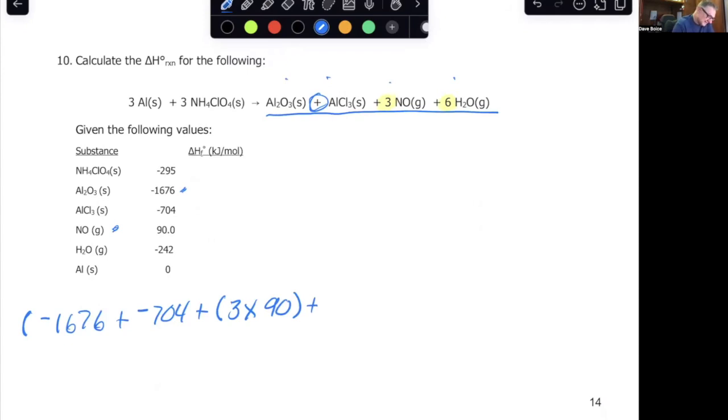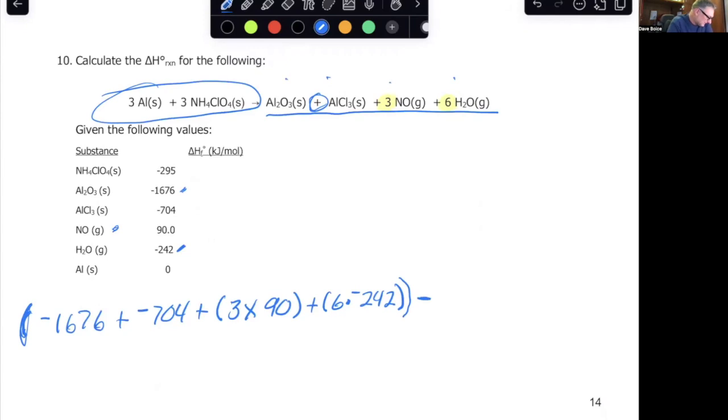Plus, and then I've got 6 H2Os. Here's my H2O value. So plus parentheses 6 times negative 242, close parentheses. And I'm going to go ahead and put a parentheses around the whole thing. All right, so that way my calculator knows this is all one thing. And whatever the answer for this one thing, I want to subtract from that my initial right here.